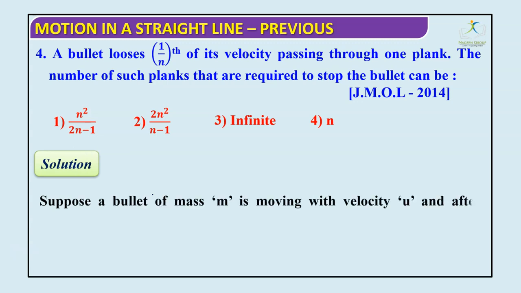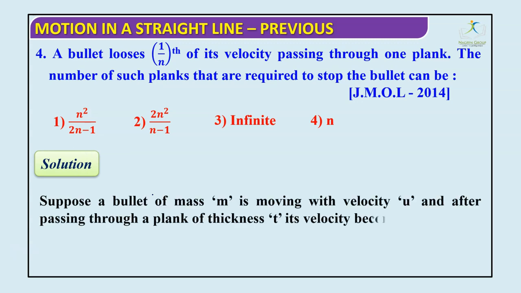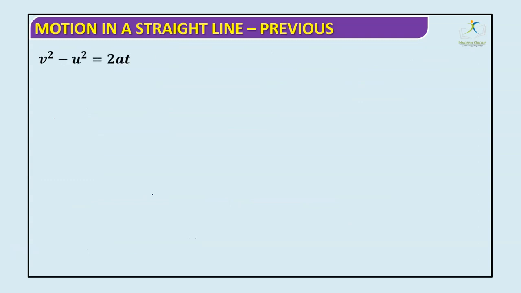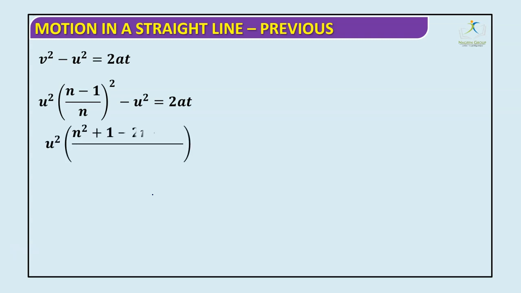Suppose a bullet of mass small m is moving with the velocity u, and after passing through a plank of thickness t, its velocity becomes v. So u minus v is equal to u by n, or v is equal to u (n minus 1) by n. From here we can say, after applying the third equation of motion, v² minus u² equals 2as, it comes u² ((n minus 1) by n)² minus u² equals 2uat.